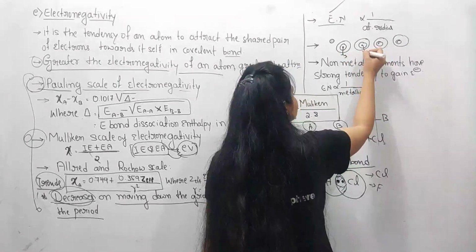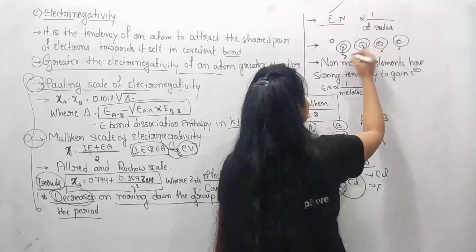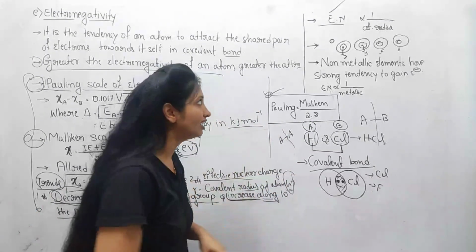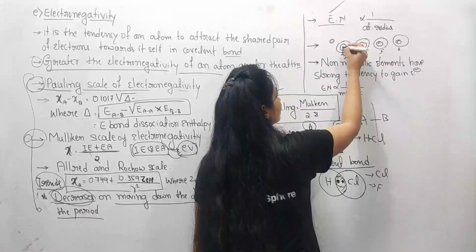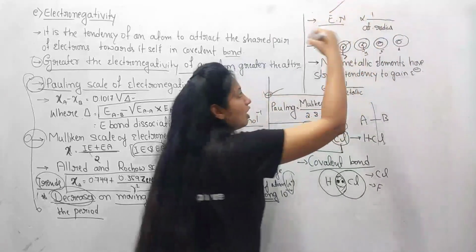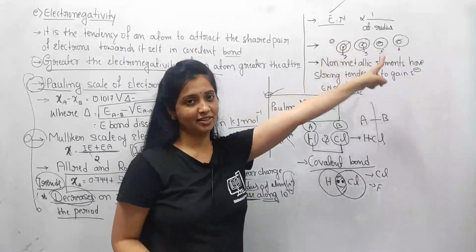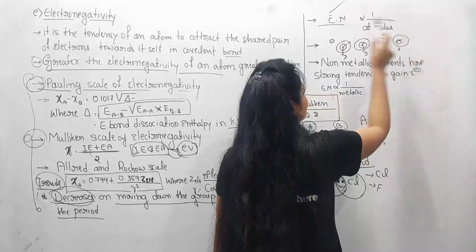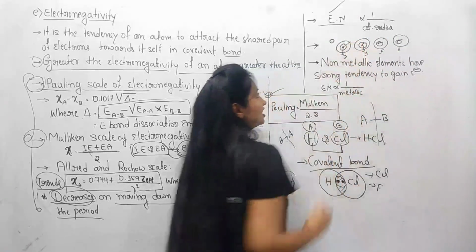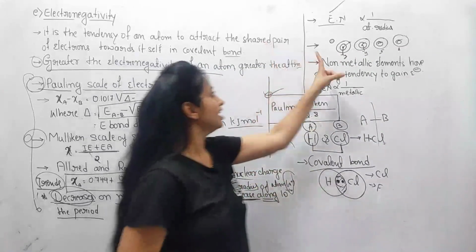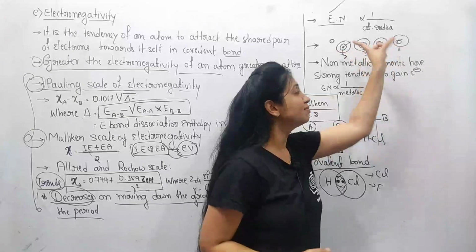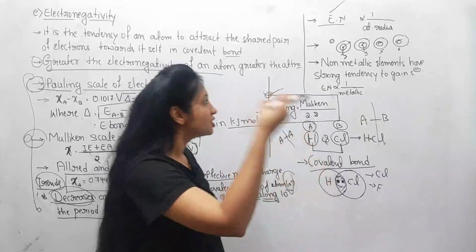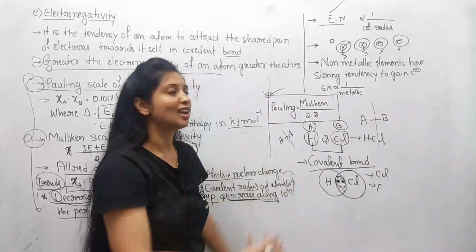Here, along the period we have the same number of shells, and the nuclear charge increases like this: 3, 4, 5, 6, 7. So the number of protons increases, meaning the nuclear charge also increases, but the distance decreases along the period. As the distance decreases, what happens? The attraction between the electron and the nucleus increases, and with the increasing nuclear charge the atom has a greater tendency to pull the electrons towards itself along the period. So the electronegativity increases along the period.